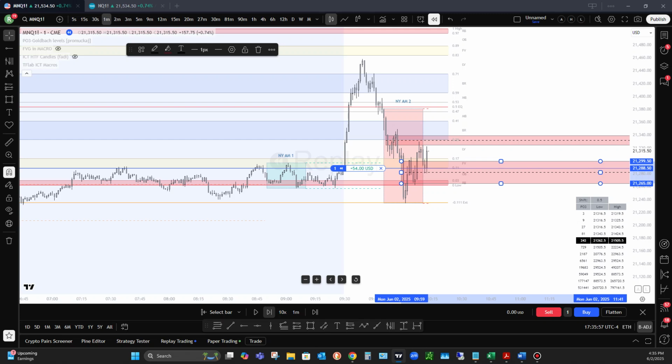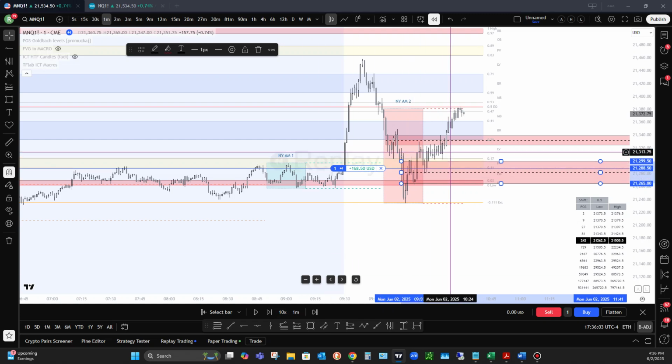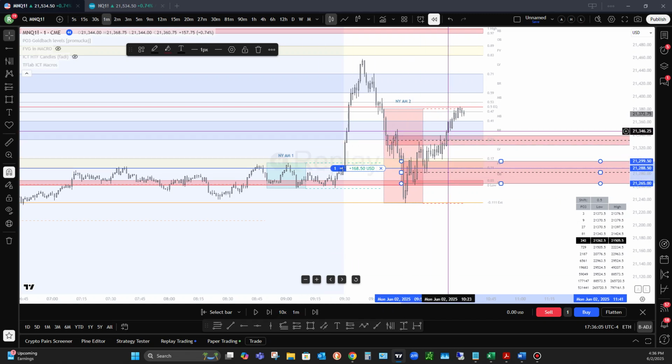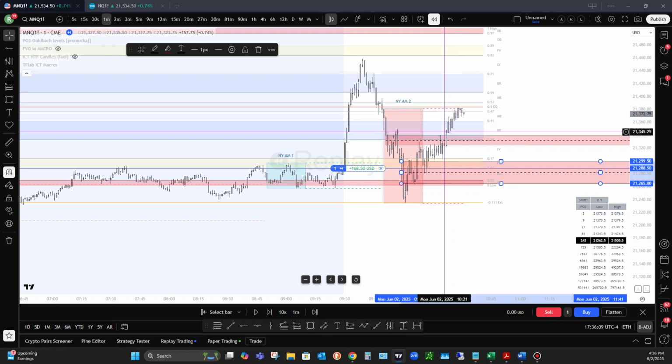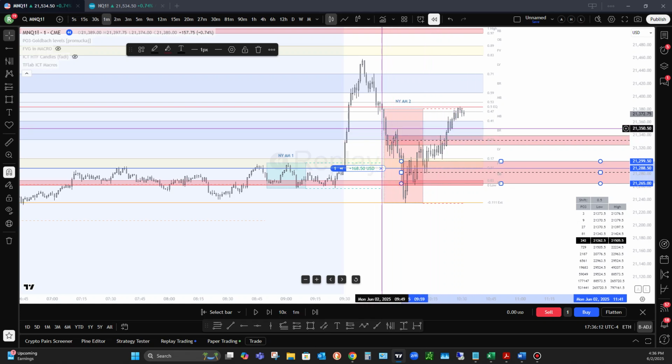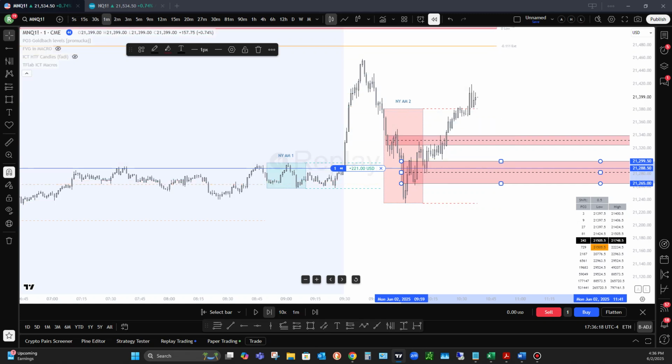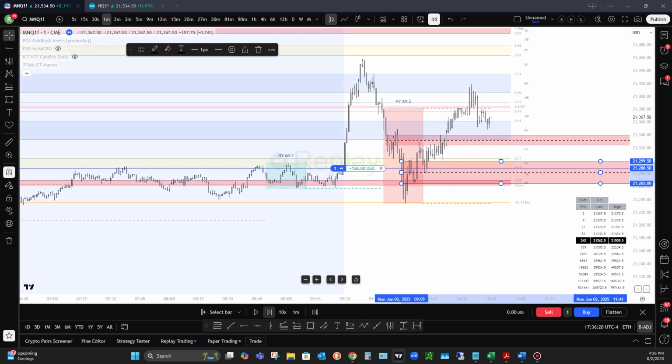As we go through, as soon as we went above this right here, you could have waited for a retest. We didn't get it, but we also tapped back into this small fair value gap right here that I didn't even mark. All right, but the idea is to get long, and then we'll just play this all the way out. Now we're going into the next macro.